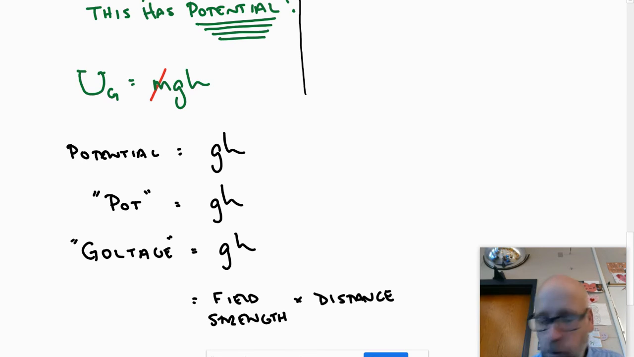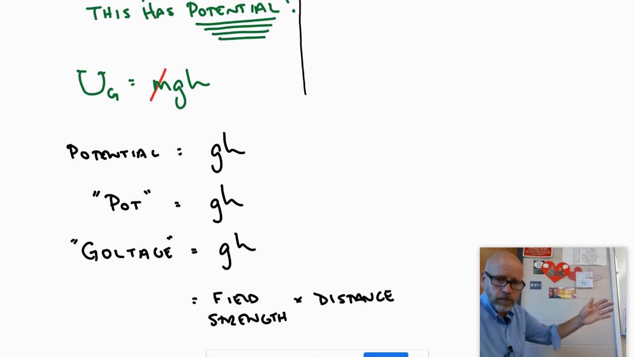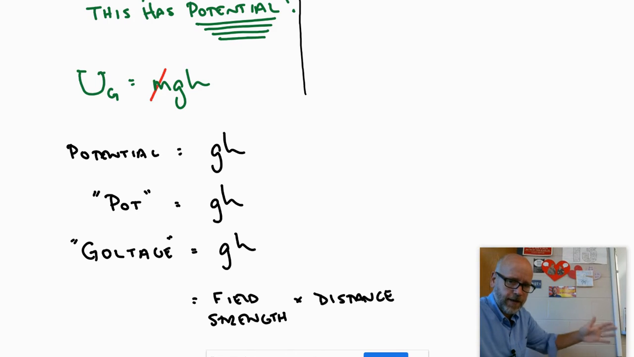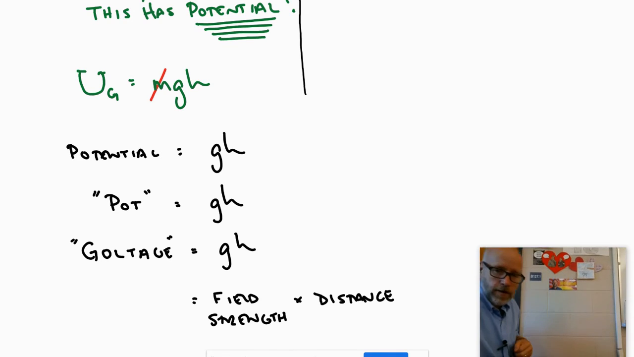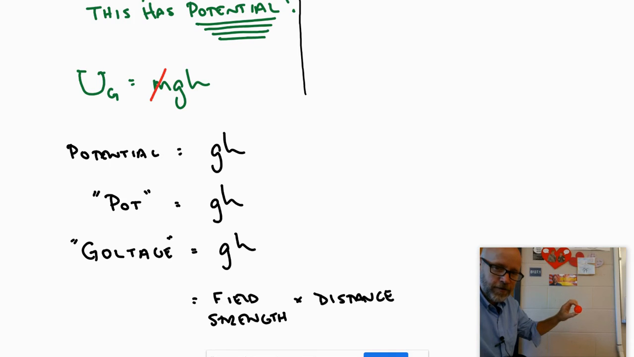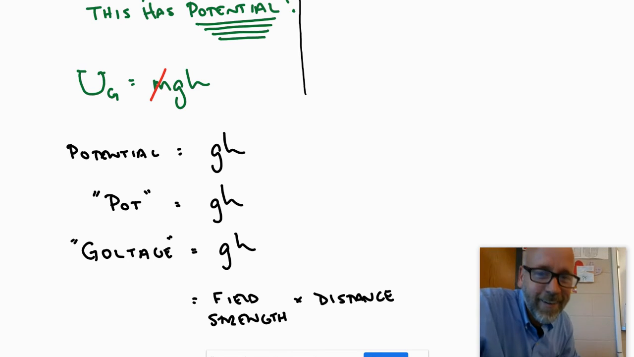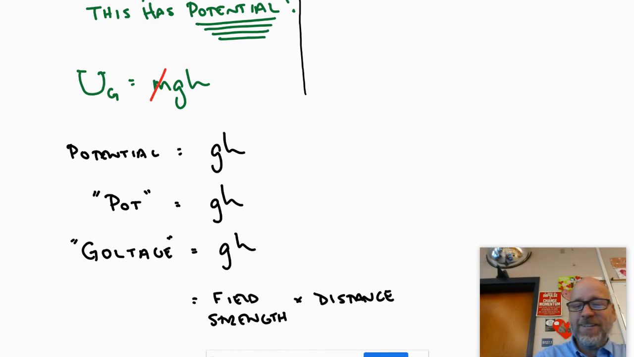Goltage. You know what has goltage? This spot right here has goltage, because there's a gravitational field with no mass in it. But now, if there's a mass there, what does this mass have? That's right, it now has potential energy. No mass, this spot has potential. I put a mass there, it now has potential energy. That's not so bad. I think you get that.